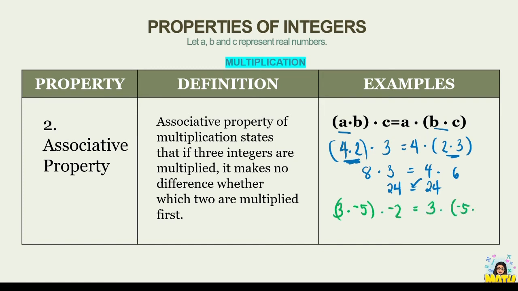We can have 3 times the quantity negative 5 times negative 2. So laging unahin yung nasa loob ng parenthesis. 3 times negative 5, opposite signs, the answer is negative. On the other hand, negative 5 times negative 2, they have the same sign, the answer is positive. Let's finish this. Negative 15 times negative 2, the same sign, the answer is positive. 3 times 10, the answer is positive. So here, we have both sides equal to 30. So again, whether we change the groupings of the factors, the answer or the product will remain the same.